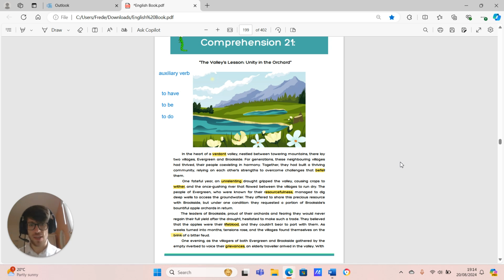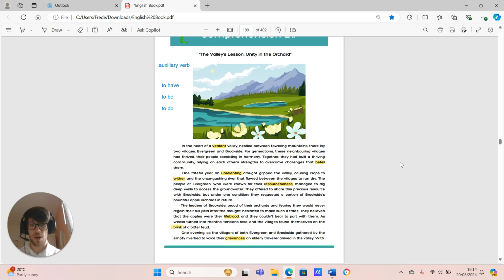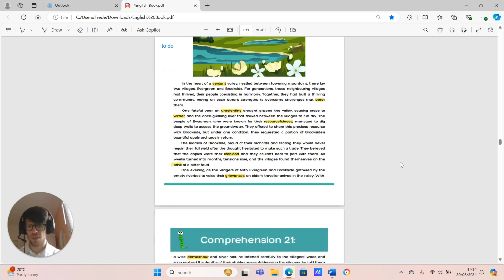So, one evening, as the villagers of both Evergreen and Brookside gathered by the empty riverbed to voice their grievances, we see the word grieve in there. To grieve is to mourn someone. A grievance is a problem. It's an issue, yeah? A complaint.